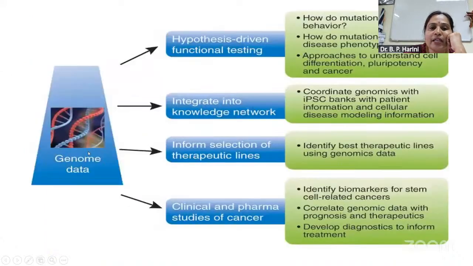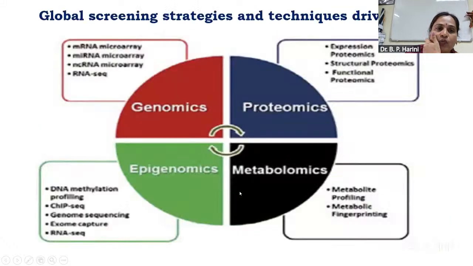So to have genome data, we need hypothesis-driven functional testing. That is, how do mutations affect cell behavior? How do mutations contribute to disease phenotype? These are approaches to understand cell differentiation, pluripotency, cancer cells, and so on. We need to integrate this into a knowledge network, inform the selection of therapeutic lines, and clinical pharma studies of cancer are much more required.